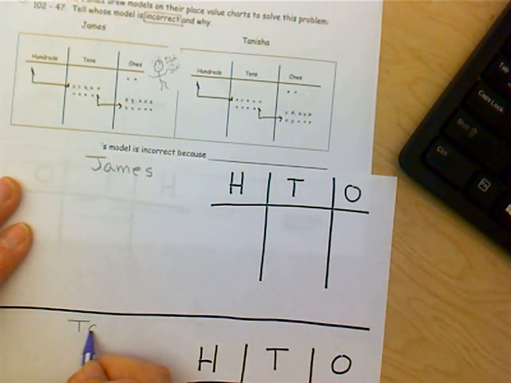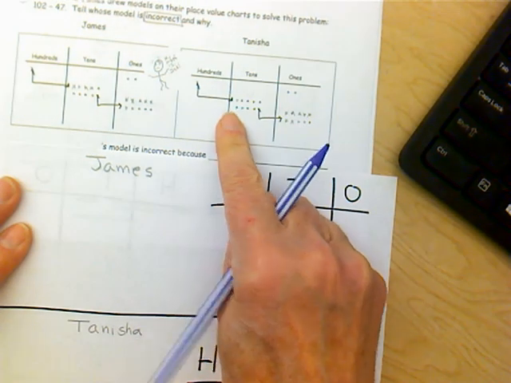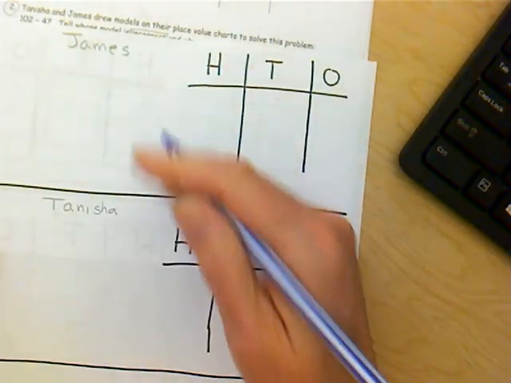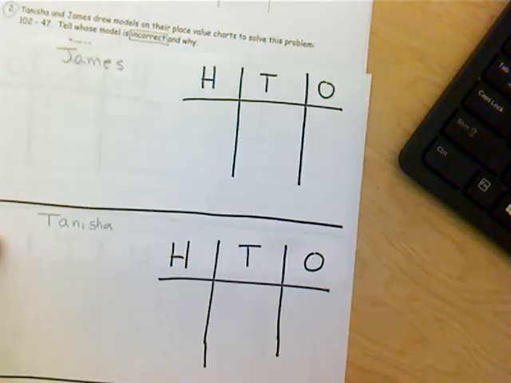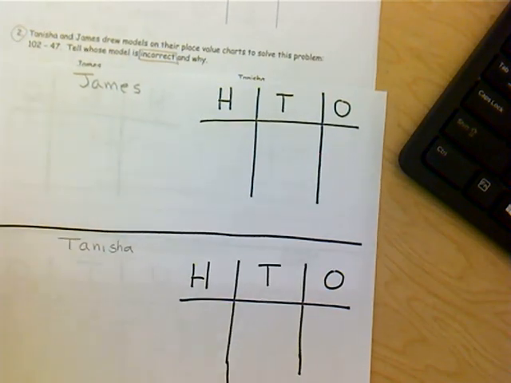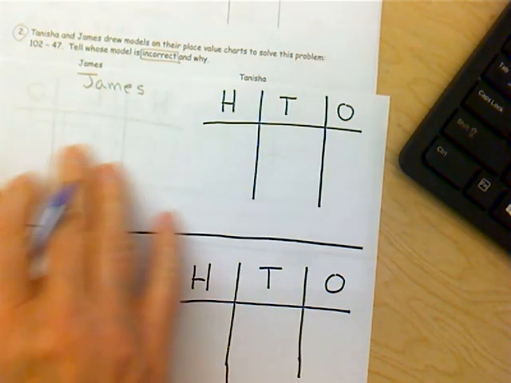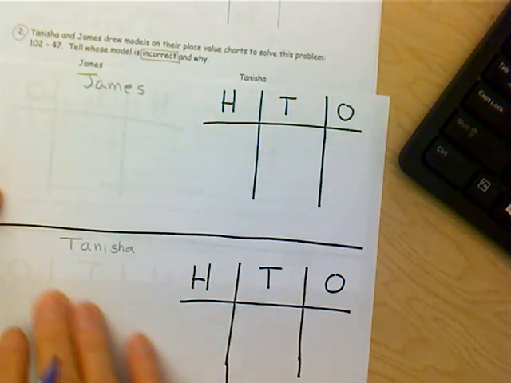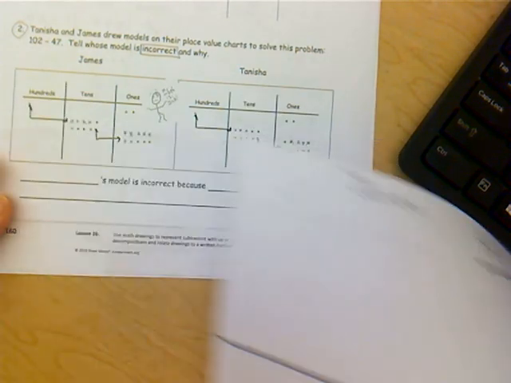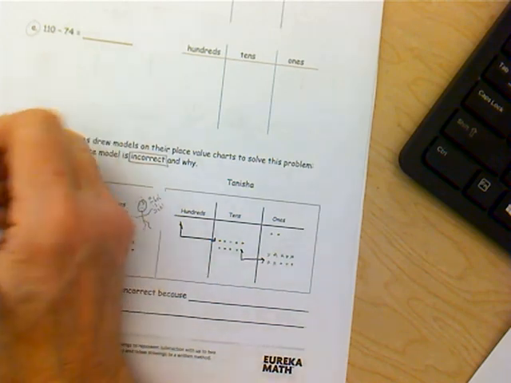And then I would also do the same thing with Tanisha's model. And I would copy down exactly what she did in this fashion and then compare the two to decide which one of these two students is incorrect. If you will do that, I think you will find that this problem is a lot easier to do. You're going to be showing the vertical model and compare that with the chip model. And I think you'll see very clearly which one of those students is incorrect. So that's what you're going to do on problem number 2.